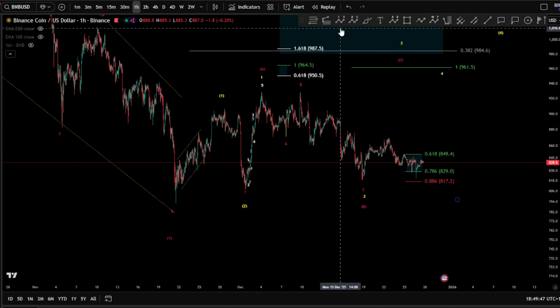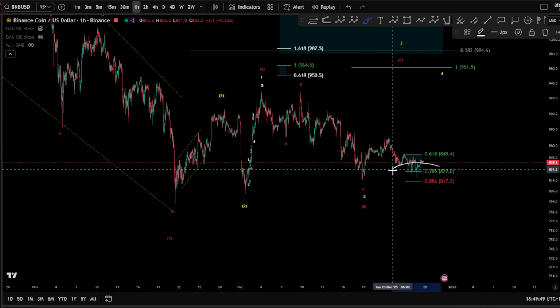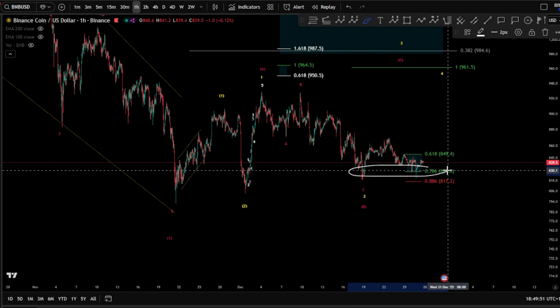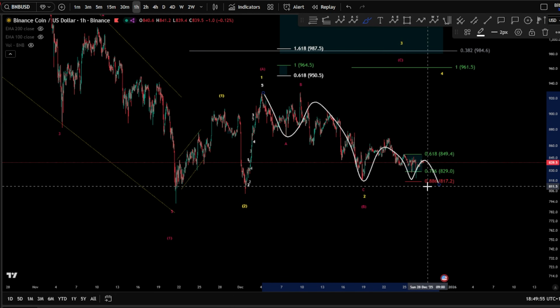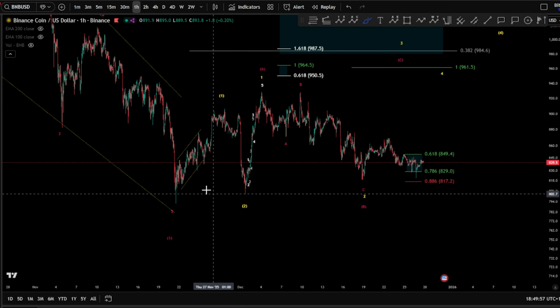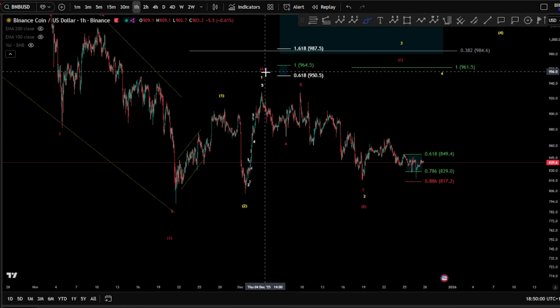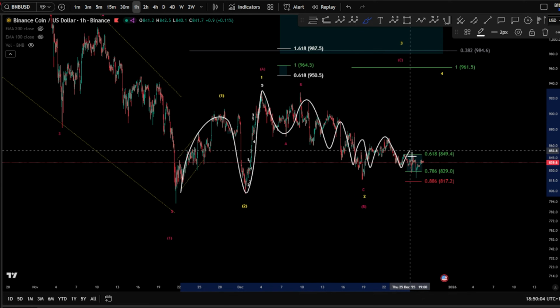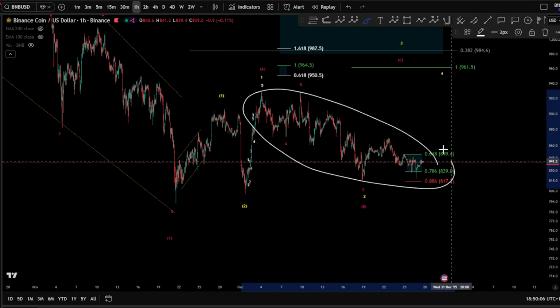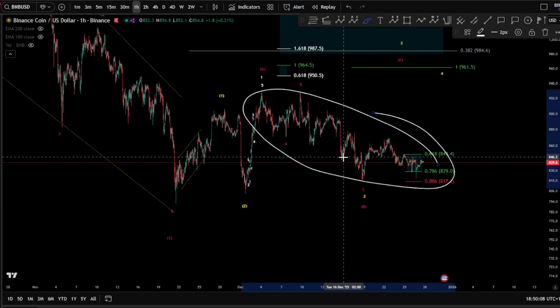BNB saw the 0.786 twice here, signaling weakness, and it is still looking potentially for lower and probably even to take the low, meaning ending this with three waves toward the upside. However, you cannot really count this as something impulsive. Definitely, it is very, very complex and corrective.